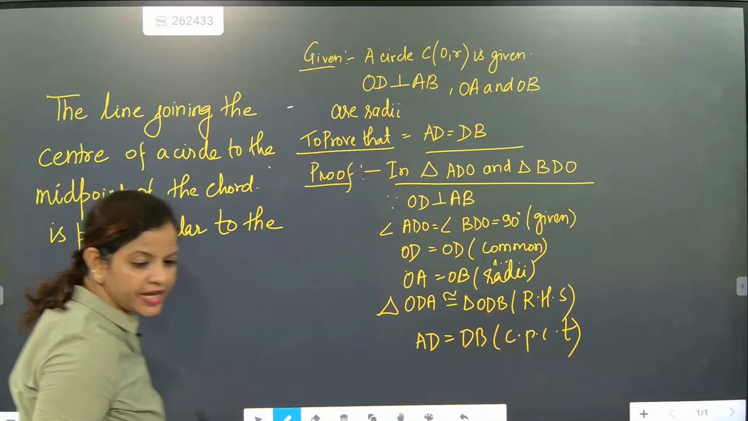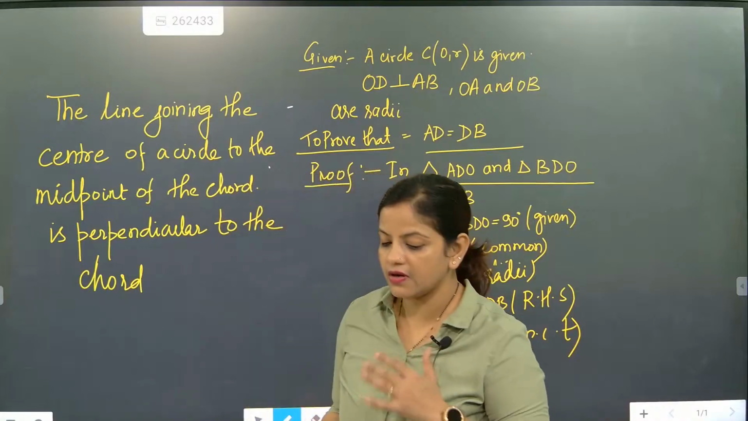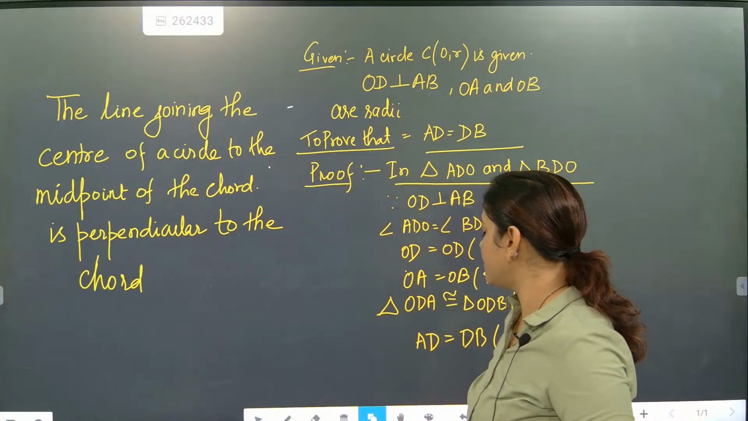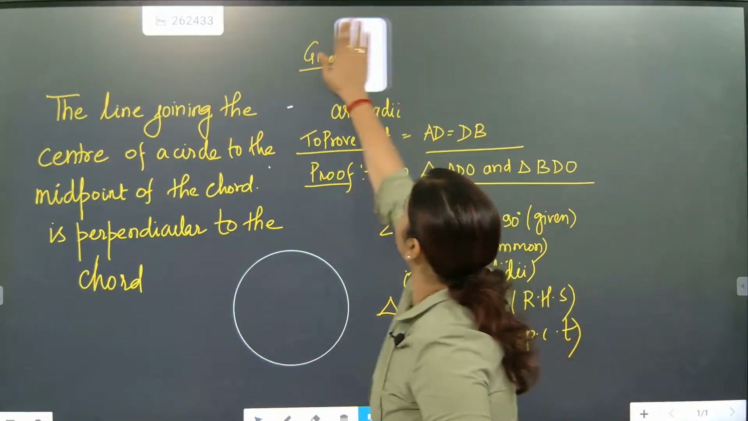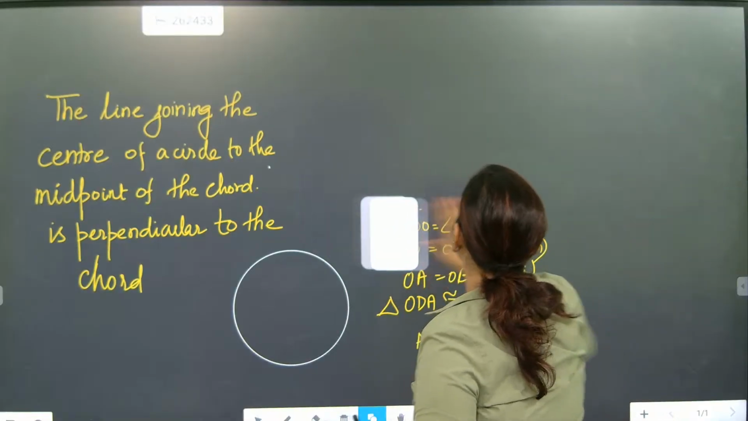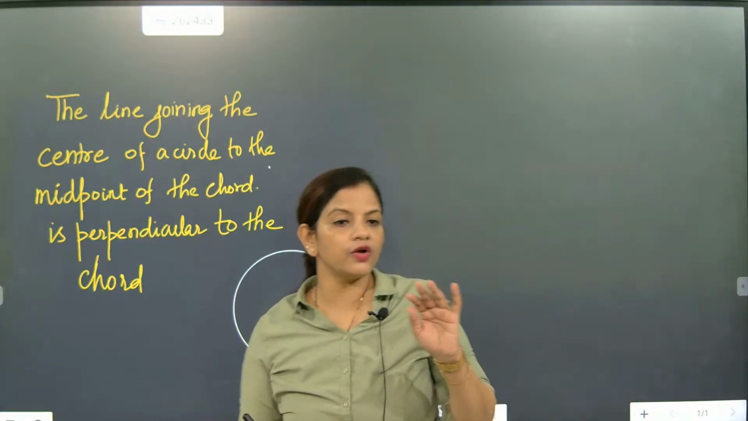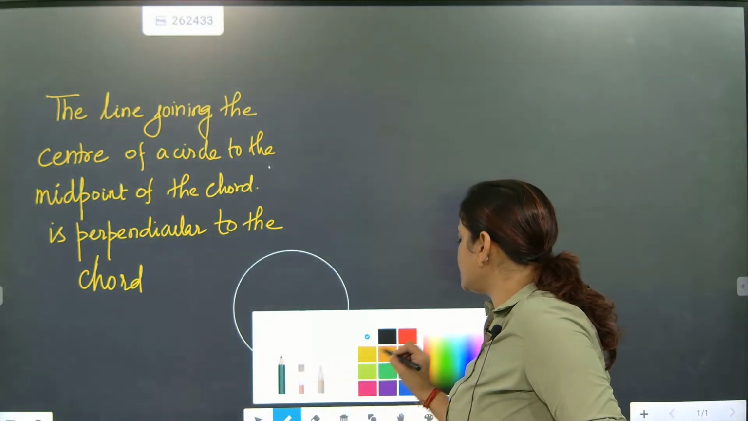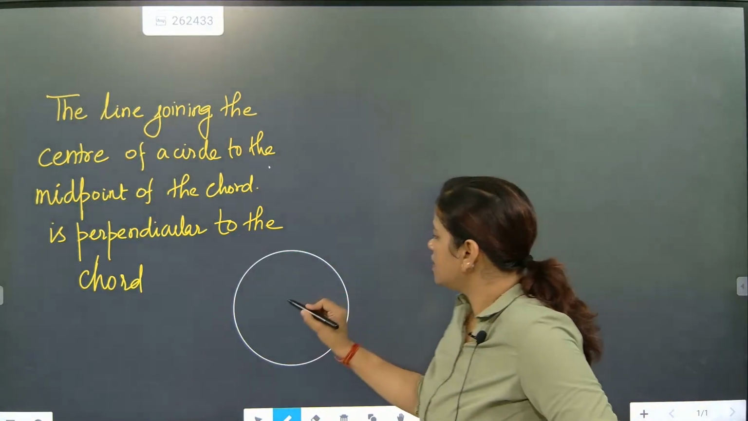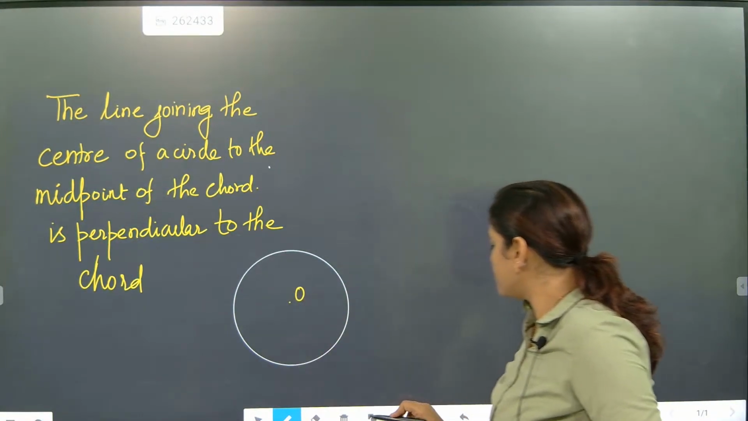Same format, same circle, same everything, but the solving part will be a little different. Let's check this one out. So first we will draw a circle. Circle done. See, in this circle, first we are going to draw a line from the center of the circle. So this is the center of the circle. This is O, and we are going to draw a chord.